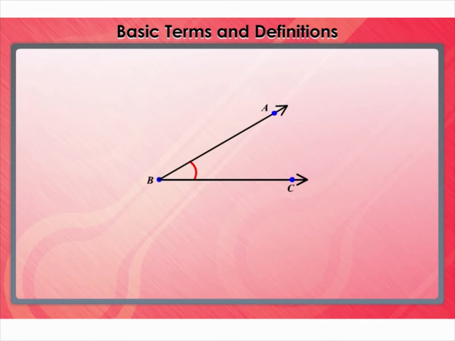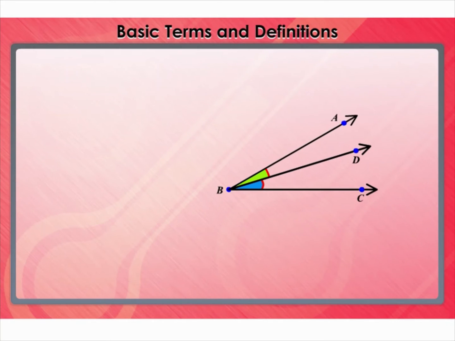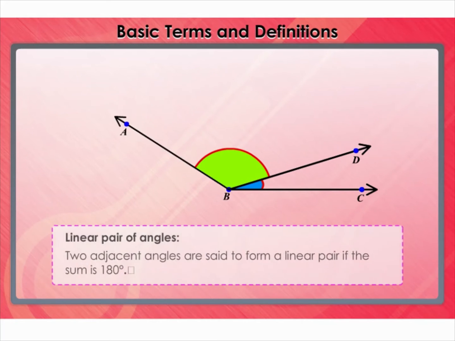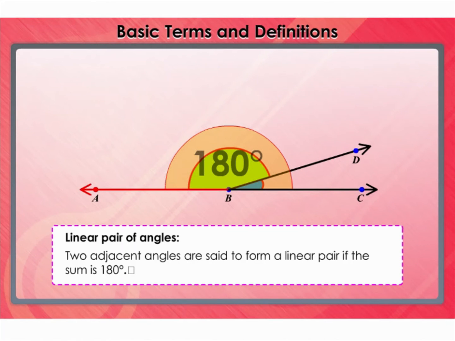Consider an angle ABC. Pass the ray BD through the vertex such that it divides the angle ABC into two. The two angles that are formed are angle ABD and angle DBC. These angles have the same common arm BD and common vertex B. Two angles are said to be adjacent if they have a common arm and a common vertex. Now observe the adjacent angles ABD and DBC. The sum of these angles is equal to 180 degrees. Such a pair of angles is called a linear pair. Here the common arm is BD, and the non-common arms BA and BC form a straight line AC.